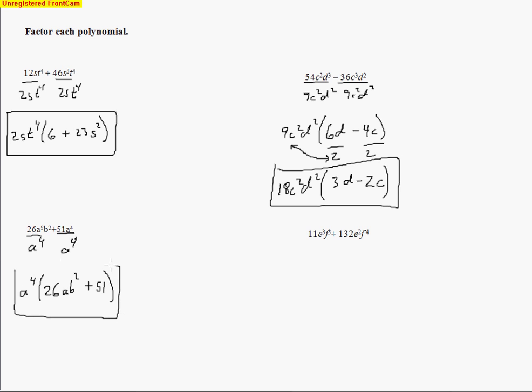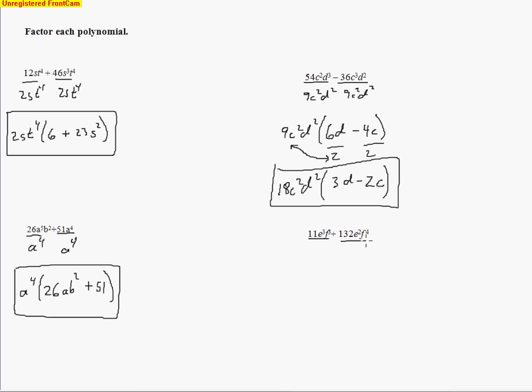So I didn't see any common factors in 26 and 51. 2 goes into this number, but does not go into this one. Let's see, 13 goes into this one, but not this one, and 17 and 3 go into this one, but do not have factors of 26. So that's it. That's as far as we go.